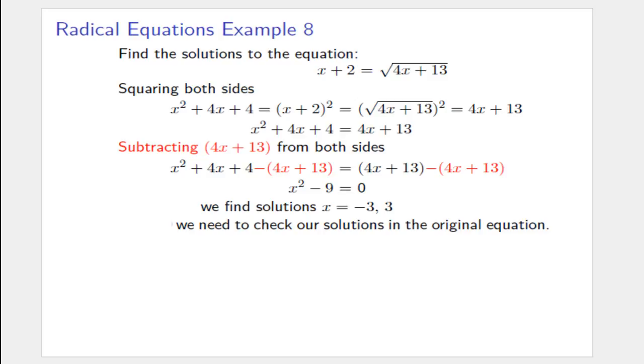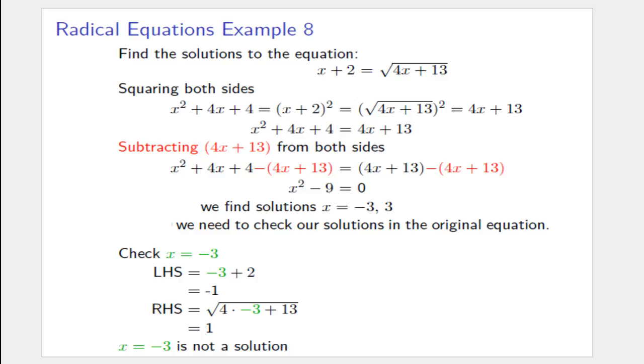But remember, we need to check our solutions in the equation before we squared both sides. Checking x equals negative 3, we have that the left-hand side is negative 3 plus 2, which is negative 1. While on the right-hand side, we have the square root of 4 times negative 3 plus 13, which is the square root of negative 12 plus 13, or the square root of 1, which is just 1. Since negative 1 is not equal to 1, we get that x equals negative 3 is not a solution to our equation.